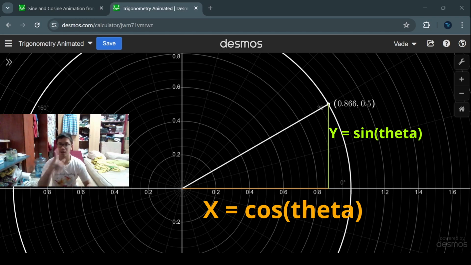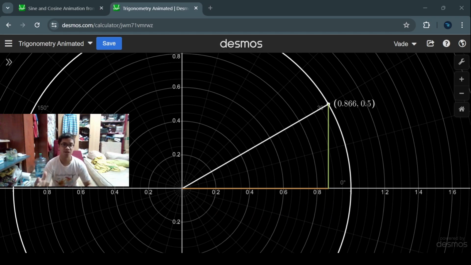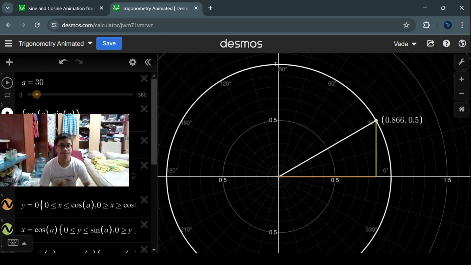So take a look at the coordinates. We have 0.866. That's your x. So that means that at that moment, your cosine is 0.866. And here your y is 0.5. That means your sine is 0.5. Now let's take a look.